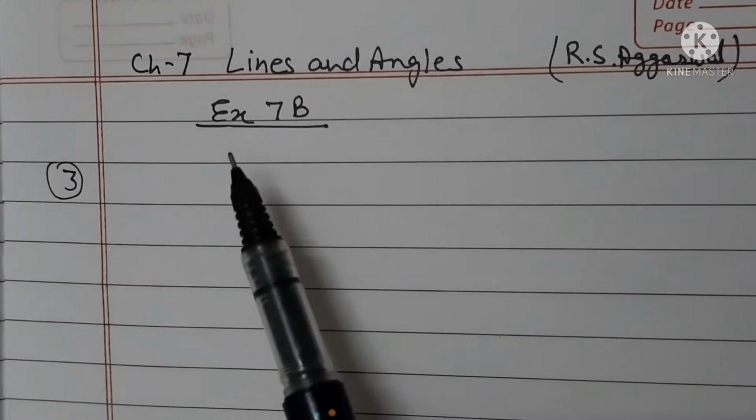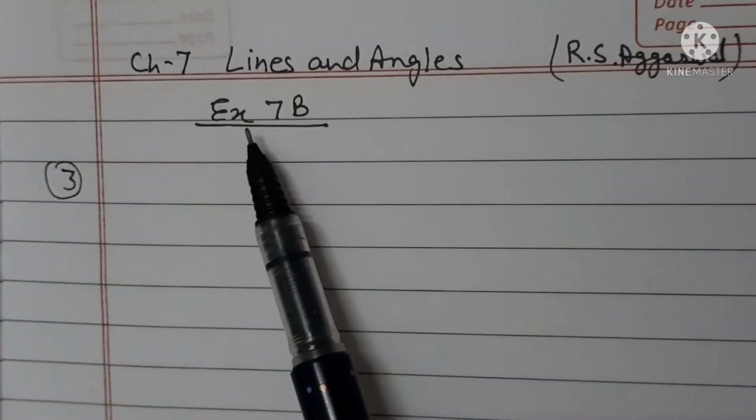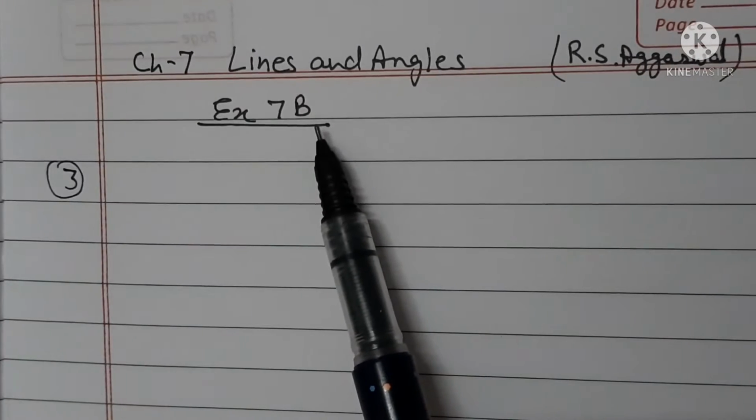And class 9th, this is chapter 7, Lines and Angles, and we will continue the questions of Exercise 7B.